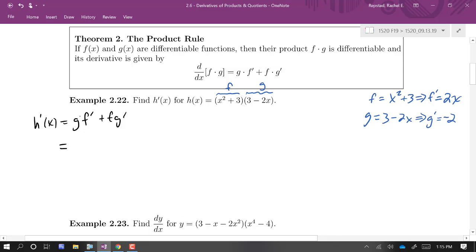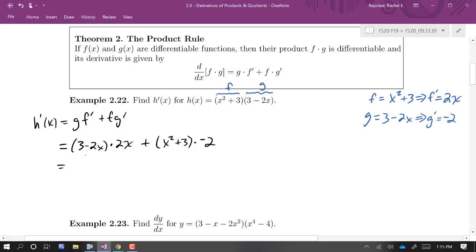So now I'm just plugging stuff in from what we filled out before. So g f prime is 3 minus 2x times 2x plus f g prime is x squared plus 3 times -2. Now I'm going to multiply and combine, just simplify this expression. This is the first part. We always want to simplify our results.